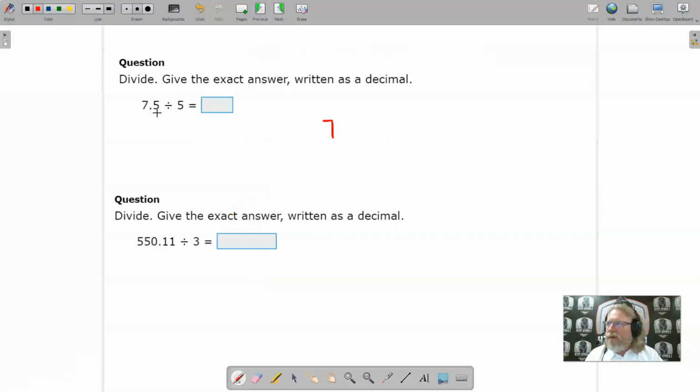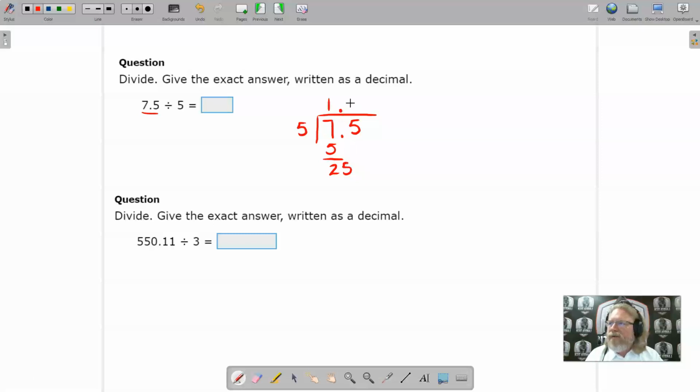Looking at the next one, we got 7.5 divided by 5. Well, we know that the number that's being divided is what goes inside the box, so let's put our 7.5 there. Not 7.7, but 7.5. And let's go ahead and draw our box around it and put our 5 out here. And 5 goes into 7 once. Put our 1. 1 times 5 is 5. Subtract. We get 2. Let's bring down the 5. And let's put our decimal in the answer where it goes.